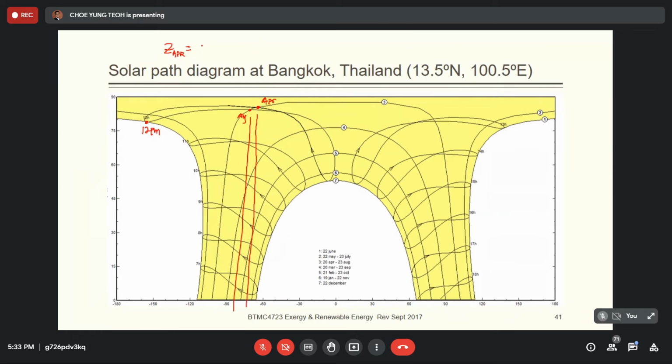This is agak-agak. So if you use rulers, you get a closer answer. But the azimuth for August should be lower.